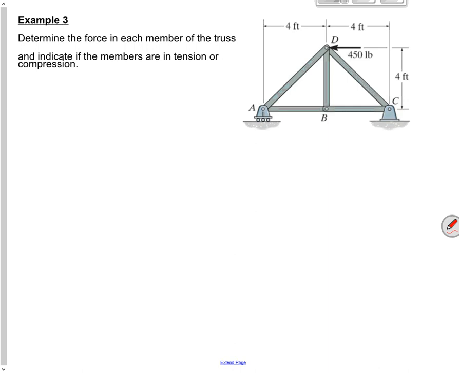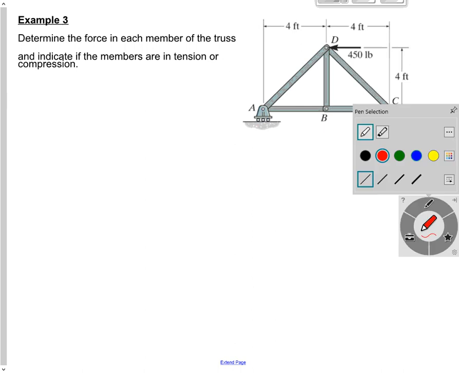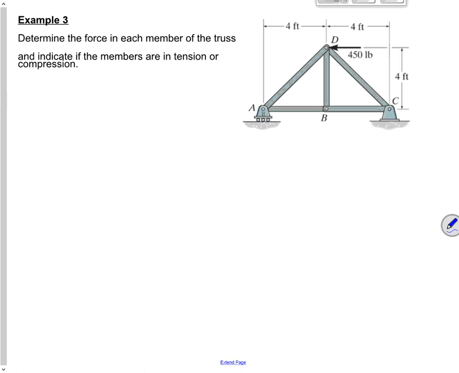So let's work a problem. Determine the force in each member of the truss. A lot of times it helps to go ahead and make a list of what all am I looking for. So let's do that. I need to find FAB, FAD, FBC, FBD, and FCD. There's 5 forces I'm looking for.